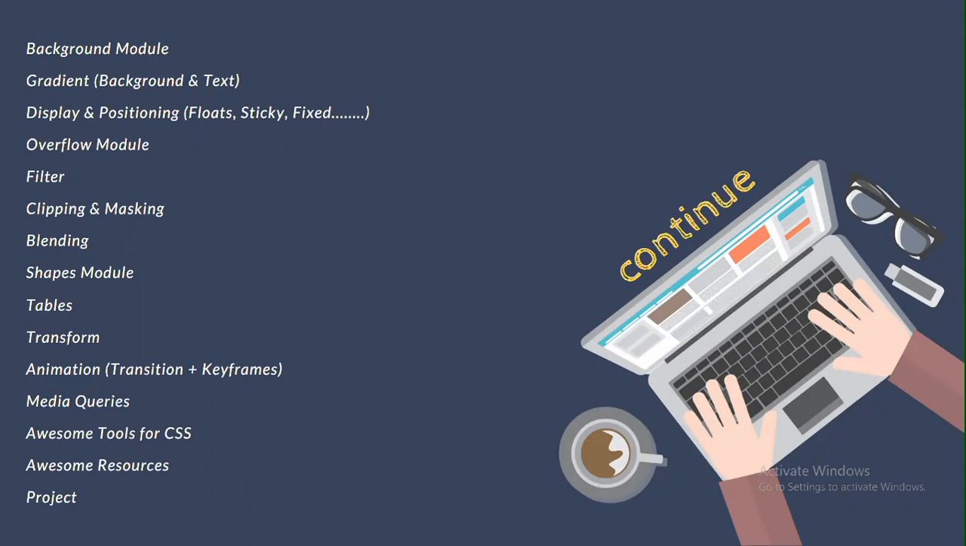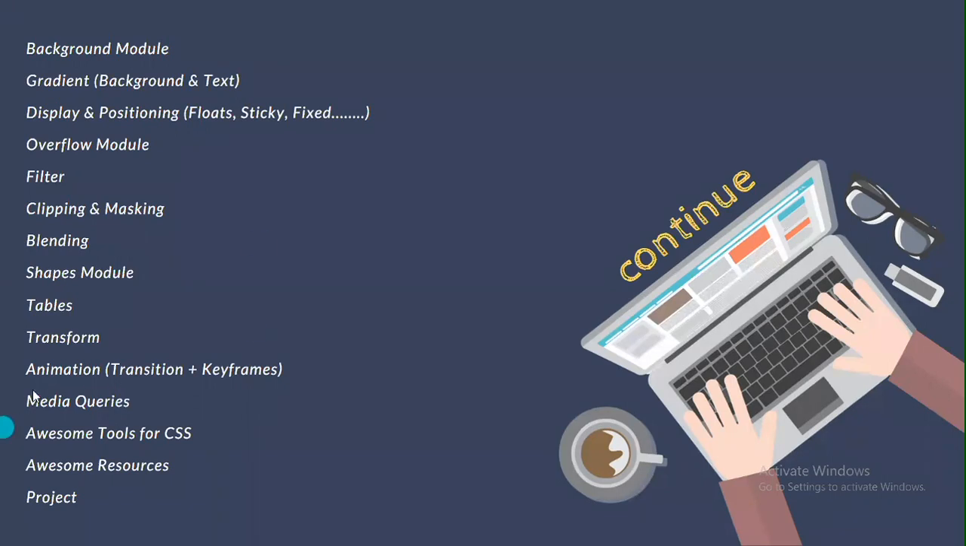Then we'll learn about display and positioning, the overflow module, and how to apply filters. We apply filters when we capture an image, to beautify it. So that we will see in CSS. How to clip and mask, that also we will see. How to blend that. In the shapes module, we will see how to style a table by using CSS.